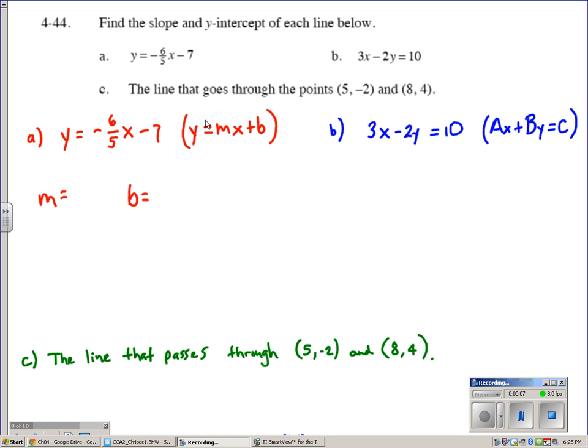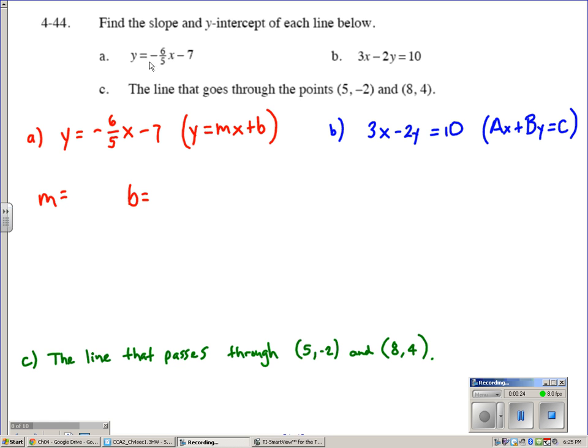All right, problem 4-44. Find the slope and the y-intercept of each line below. Congratulations, you're back to 7th grade.